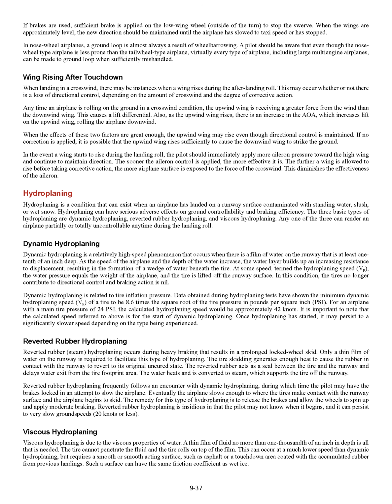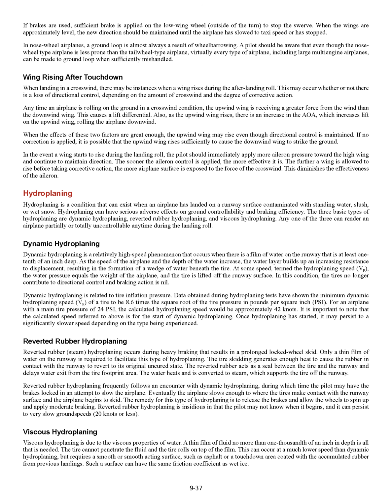Reverted rubber hydroplaning frequently follows an encounter with dynamic hydroplaning, during which time the pilot may have the brakes locked in an attempt to slow the airplane. Eventually the airplane slows enough that the tires make contact with the runway surface and the airplane begins to skid. The remedy for this type of hydroplaning is to release the brakes, allow the wheels to spin up, and apply moderate braking. Reverted rubber hydroplaning is insidious in that the pilot may not know when it begins, and it can persist to very slow ground speeds, 20 knots or less.